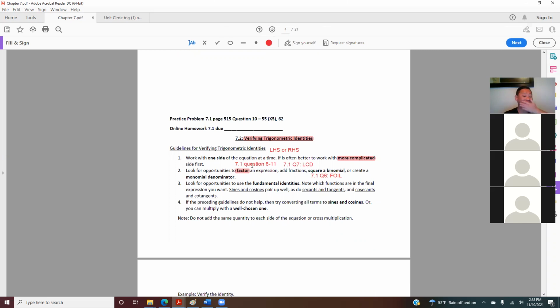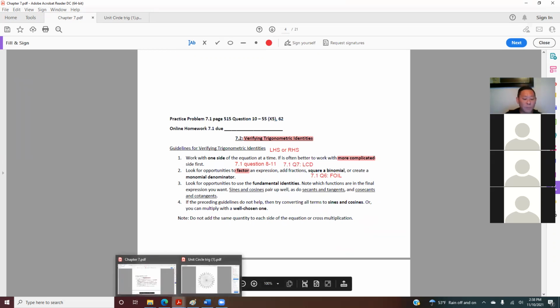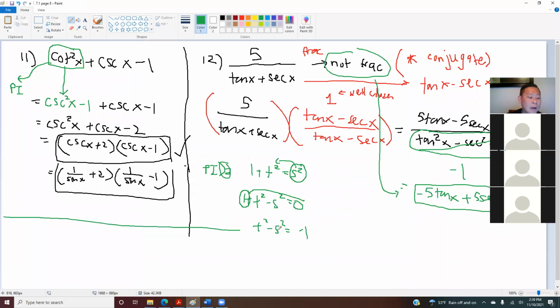Now, this one is not in the chapter 7.1 here. What is the meaning when I say create a monomial denominator? Creating a monomial denominator means that monomial means one term in your denominator. So we want to make something like this: 6 sine x over sine square x plus cosine x. Let me delete that square here. And you divide this whole thing by a monomial, for example, cosine x.